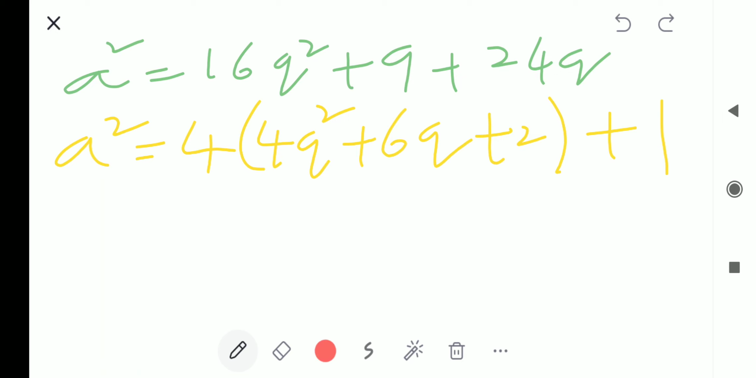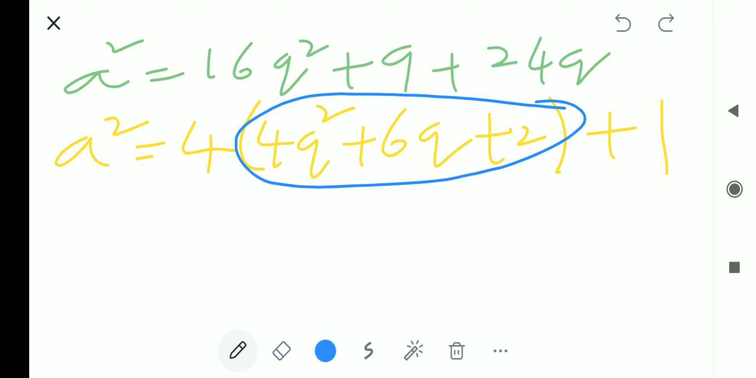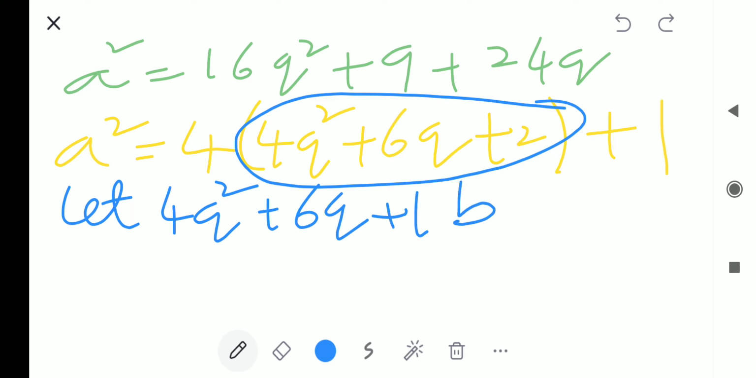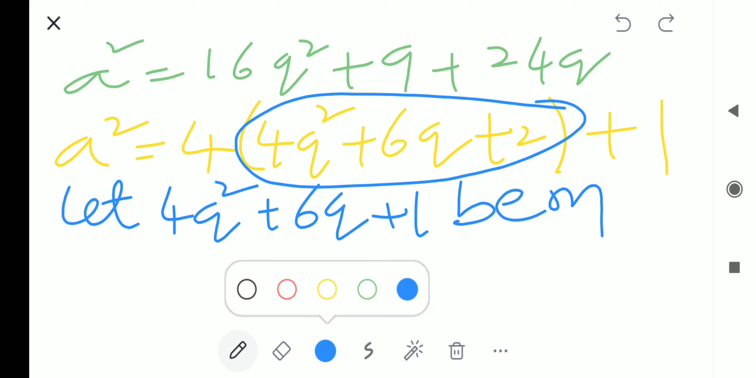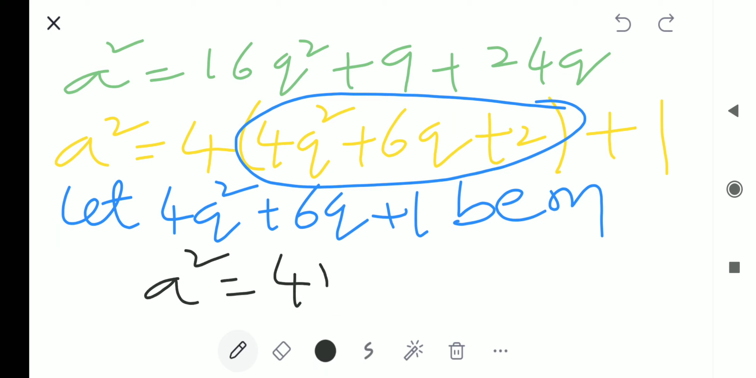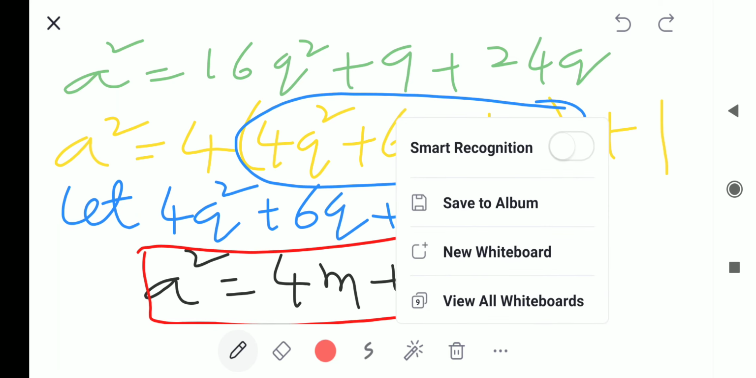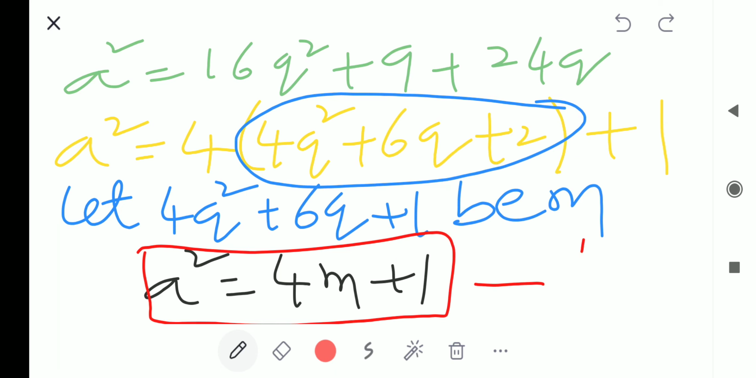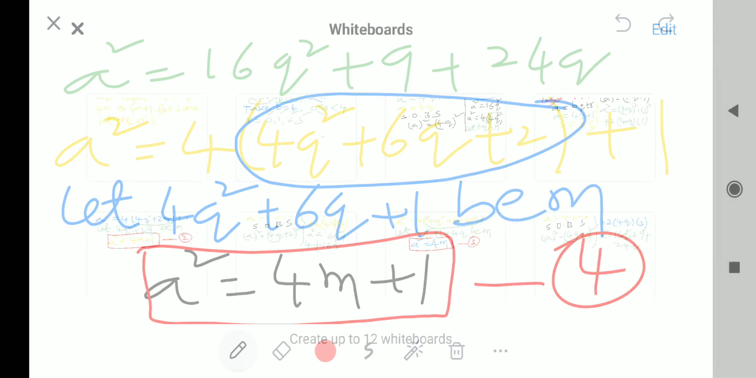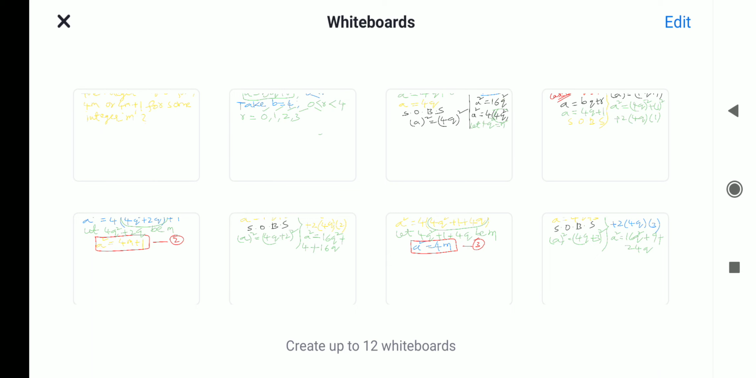Then letting this value be m, let 4q square plus 6q plus 1 be m. So I can write it as a square is equal to 4m plus 1. So this is case number 4. Once I am showing all the 4 cases.